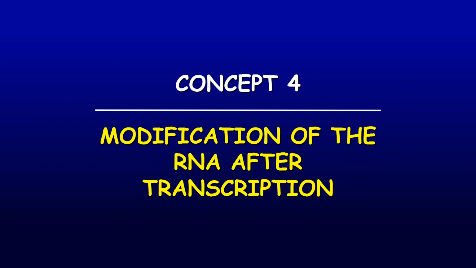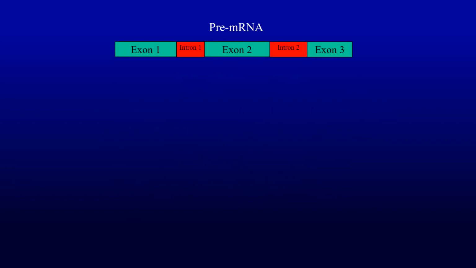So the pre-messenger RNA that is produced by transcription is not ready to leave the nucleus and become functional. First, it needs to be modified. So we're going to look at that process of RNA processing. So here's our length of pre-messenger RNA, and it consists of an exon fragment, an intron, another exon, another intron, and another exon. Now this is specific to the human insulin gene, which I'm using as my example. Other genes may have different numbers of exons and introns, and they're going to vary in length as well.